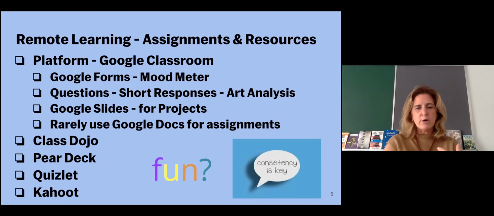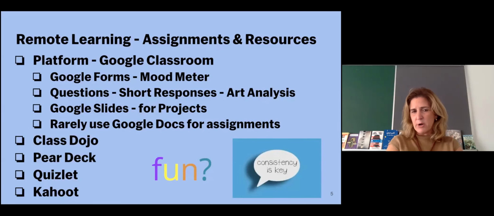So I use Google Forms a lot. I use short responses, especially with art analysis, a lot. And for my projects, I use Google Slides. I don't use Google Docs. I find that they're just boring. They don't have any type of engagement, and they're also difficult to grade. So when I look at all these things, I try to find ways to pump out more assignments that are manageable, and also be able to give responses and feedback to students, which is difficult in this environment as well.